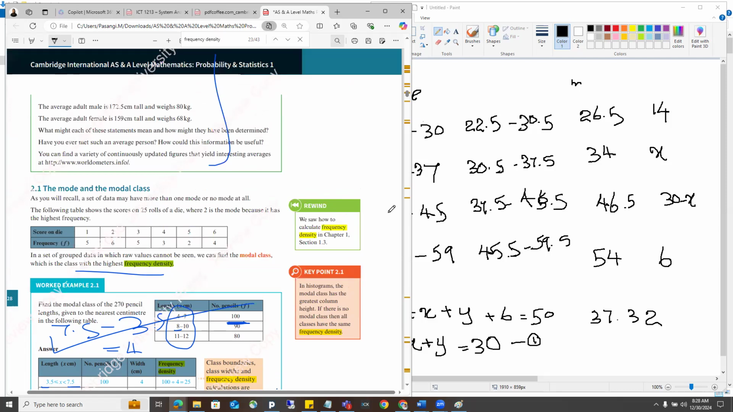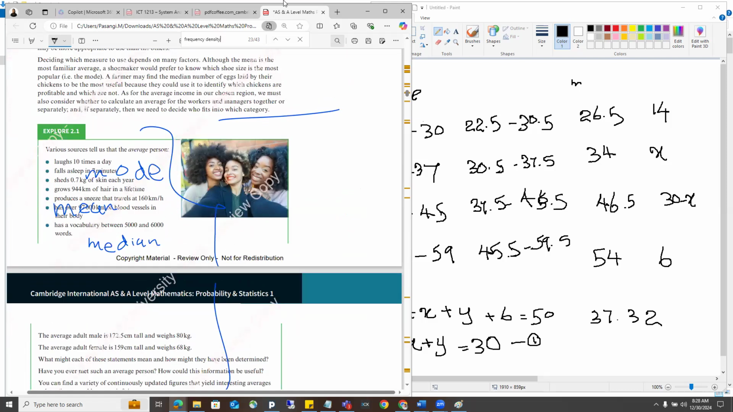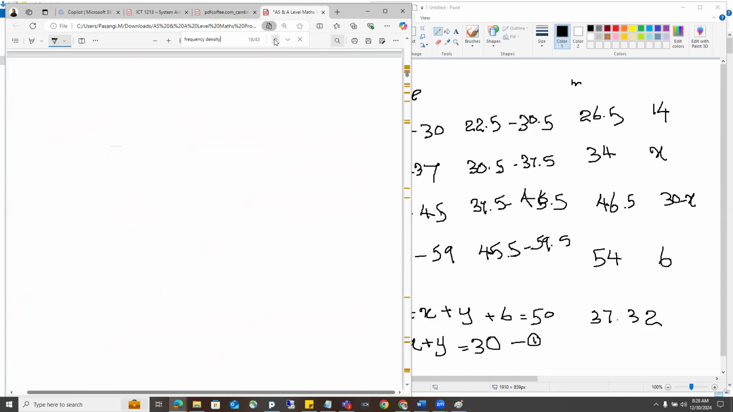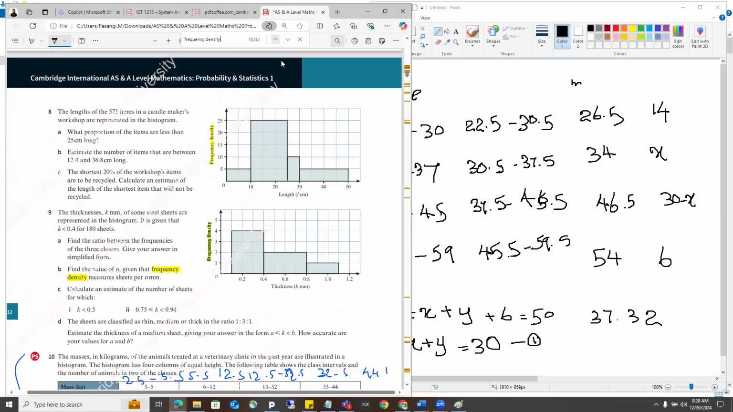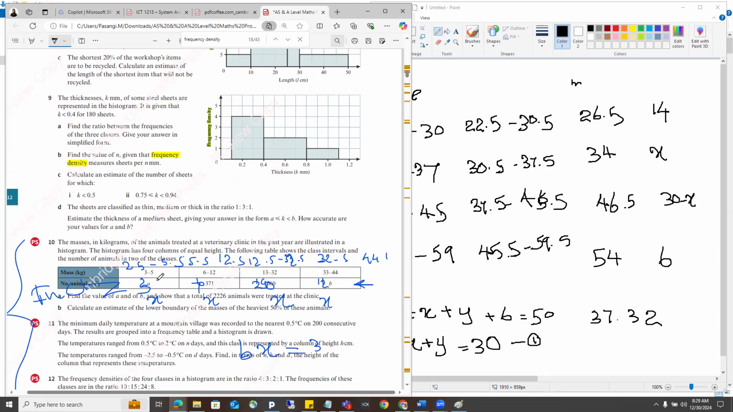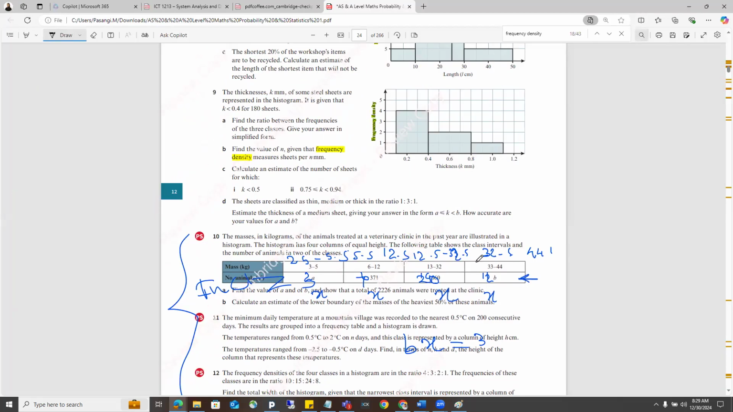So for these kinds of frequency density problems, how are we going to calculate the class frequency, the class width and the frequency density? How did we draw all the frequency tables for these kinds of questions? The mass in kilograms of animals, okay. Here those values are different. Then find out the value of A and B. How did we do question number 10? I couldn't remember.